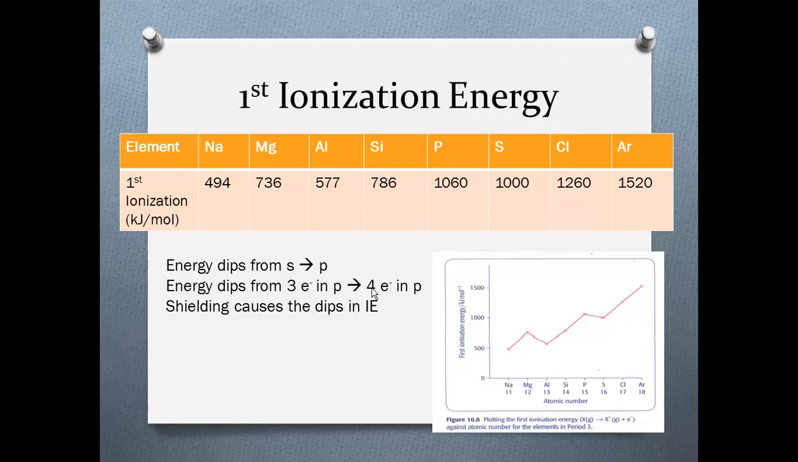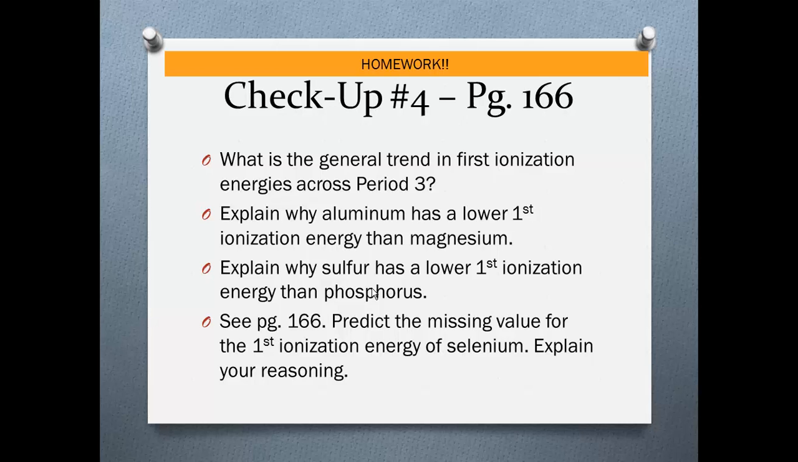And the main reason why it causes the dip is because of shell shielding. Shell shielding basically just means it shields the electrons, which then makes it easier to remove. And that's only between magnesium and aluminum and phosphorus and sulfur.